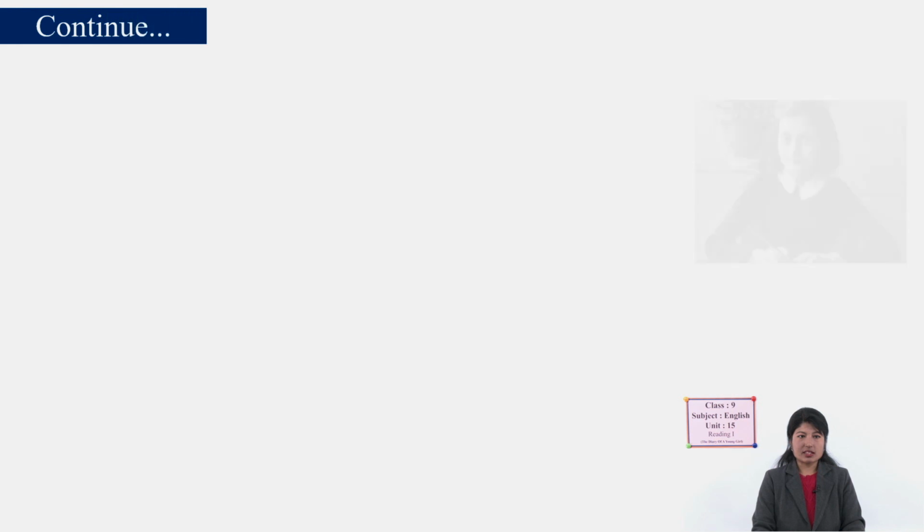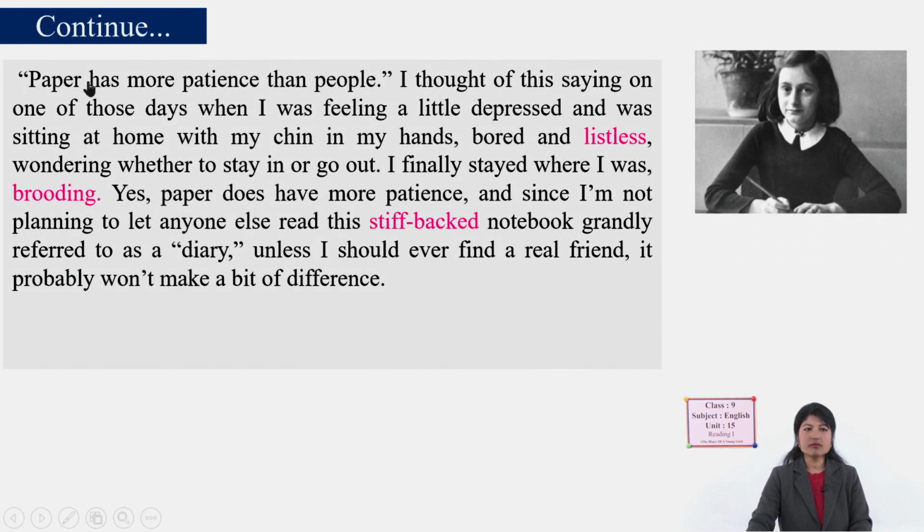Then let's continue. Paper has more patience than people. I thought of this saying on one of those days when I was feeling a little depressed. Another thing she thought was about paper. When we share things with people, they might not have the patience to listen to everything, whether friends, family, or other people's feelings. But if we write everything on paper, it has the patience, according to her. She could pour down whatever feeling came to her. So she thought that paper has more patience because she could pour down anything.